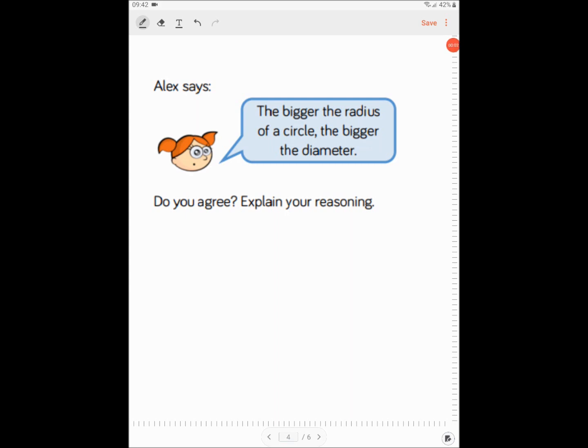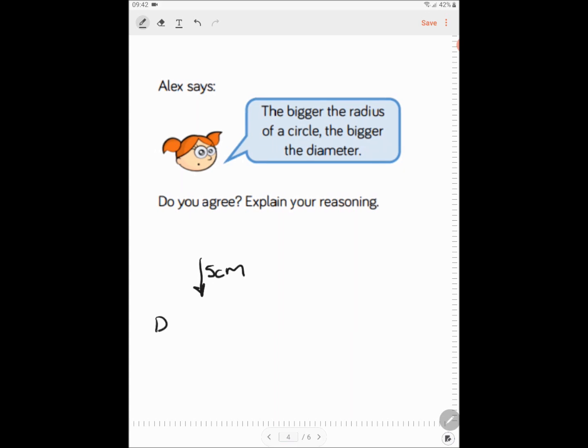So we're looking at this one. We're actually thinking about it as a problem. So Alex says the bigger the radius of a circle, the bigger the diameter. Do we agree? Well, if I have got a radius of 5 centimetres, the diameter would be double that. So it would be 10 centimetres.